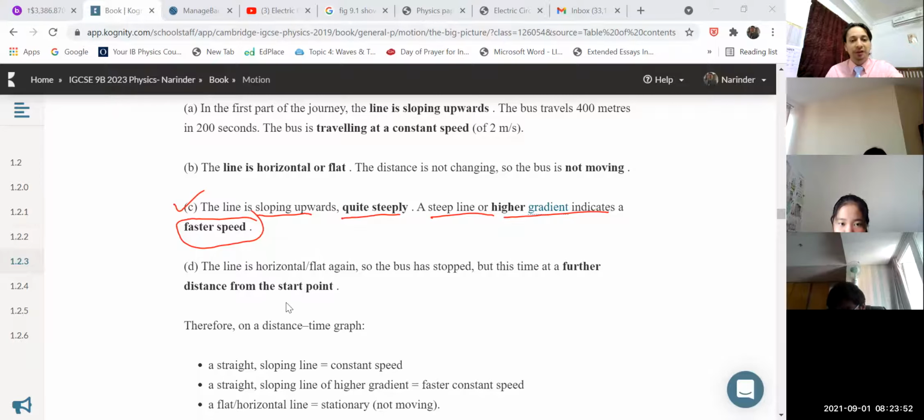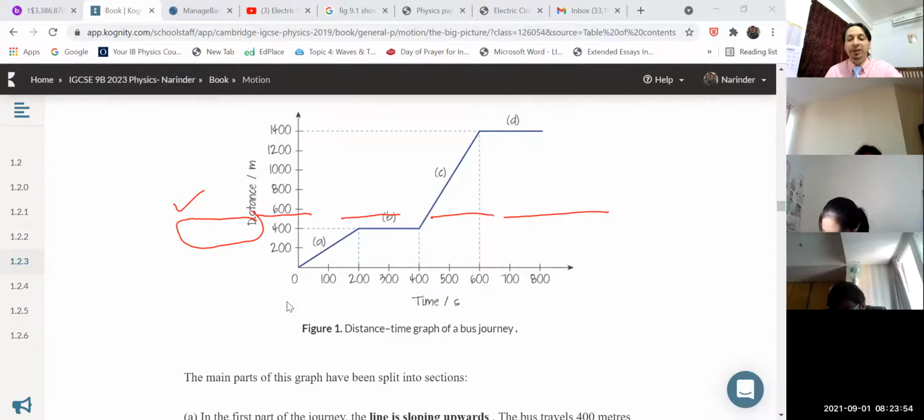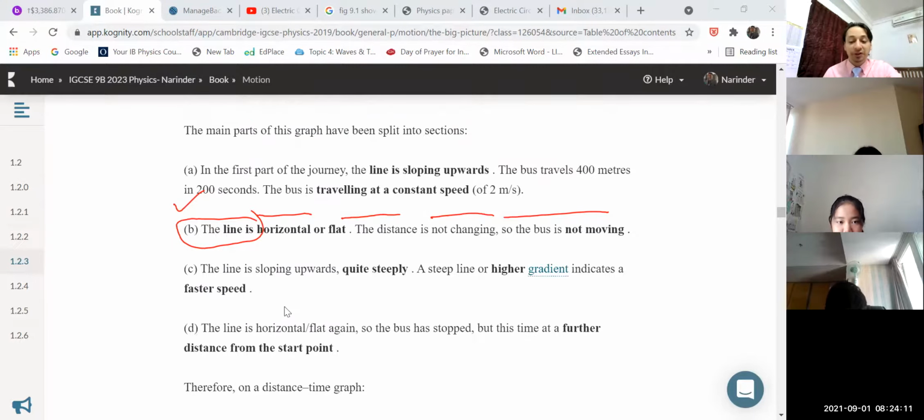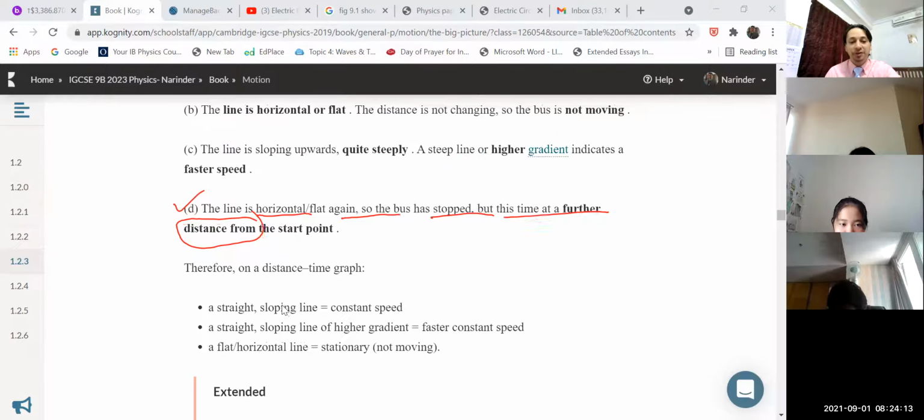There is another graph, children. The D graph is also there. And D is again a flat horizontal line. What do you mean by this flat horizontal line? In the time interval of 600 to 800 seconds, children, again position is not changing, distance is not changing. So it means that, children, the object is stationary.